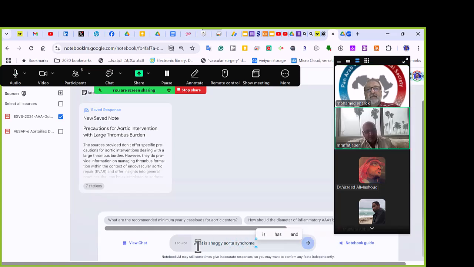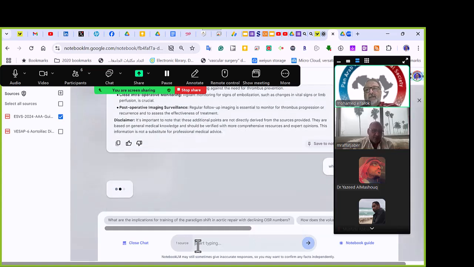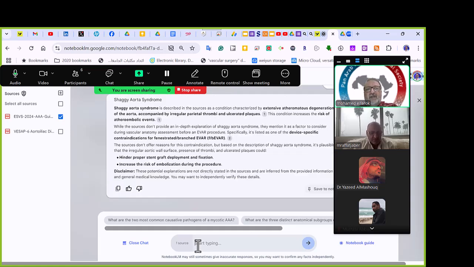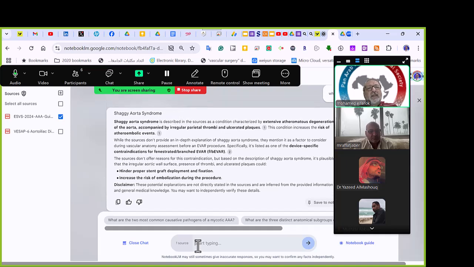But ideally, for these patients, an open treatment would be better. Absolutely. And you have to be very gentle with the movement of the catheter. The catheter has to be hydrophilic. Movement of the wire has to be very meticulous, especially in the arch of the aorta because of the aneurysm. I've put here shaggy aorta syndrome.